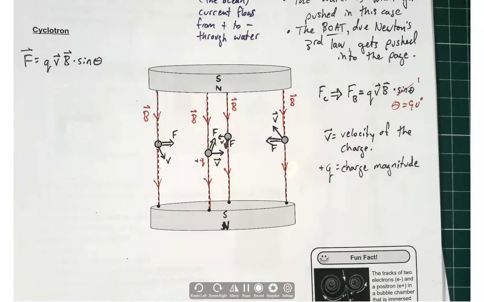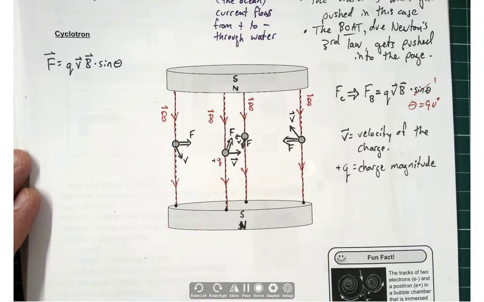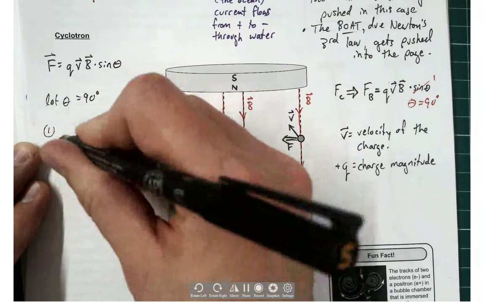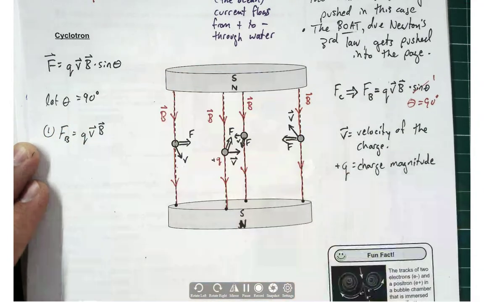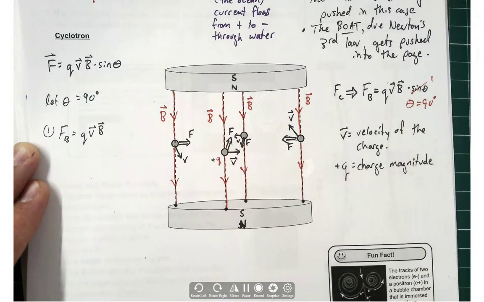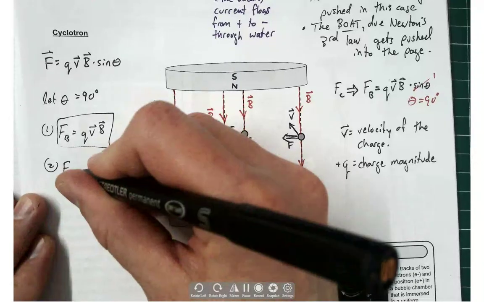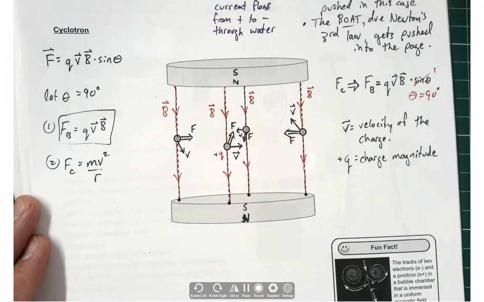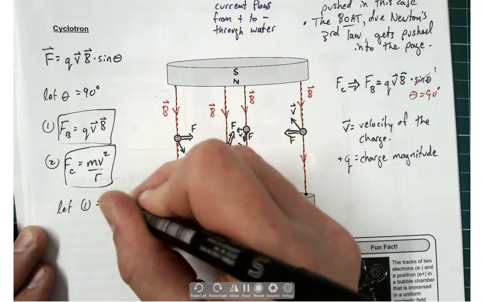For a cyclotron, that's typically what we'd like to have. So I'll pop back over to the left-hand side because I have to do a little bit of thinking now. If I let theta equal 90 degrees, F_B equals just QVB, because the sine theta reduces down to just being equal to 1. I call that my equation 1. If I acknowledge that F_B is equal to a centripetal force, and I know that centripetal force from our dynamics unit is mv squared over r, then I could let equation 1 equal equation 2.